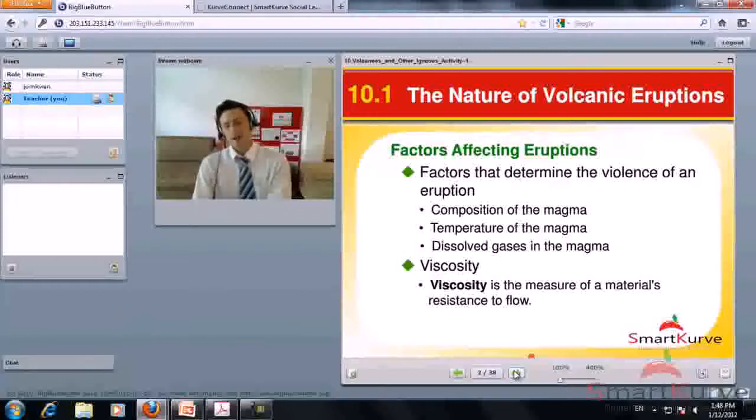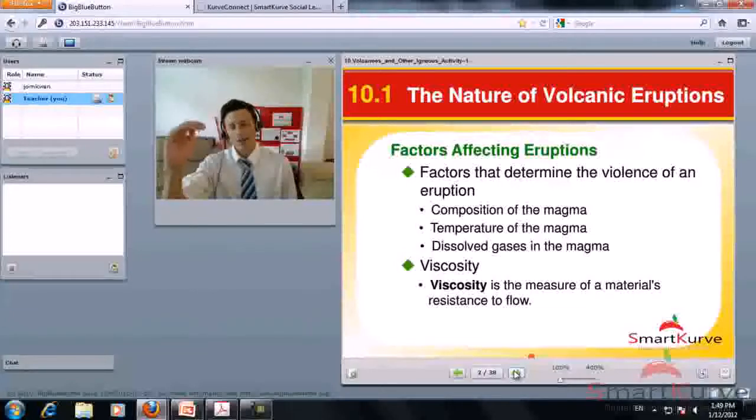The next thing we're going to look at, and we're going to talk about this throughout the lesson, is viscosity, our V word, viscosity. This is the measure of a material's resistance to flow. So something that flows very easily, like water, is going to be called low viscosity. Something that flows very easily like water, or like a paint thinner, would be very low viscosity.